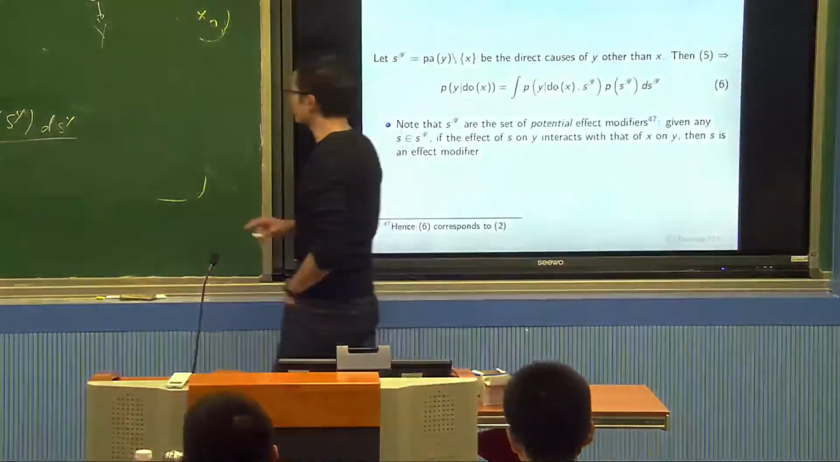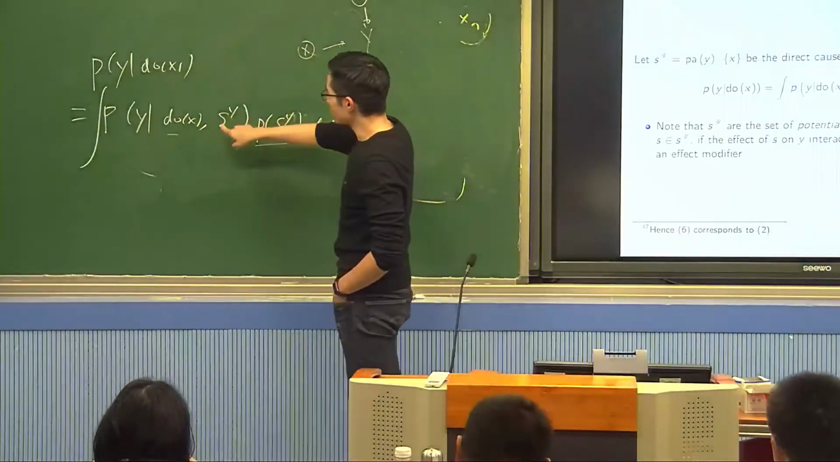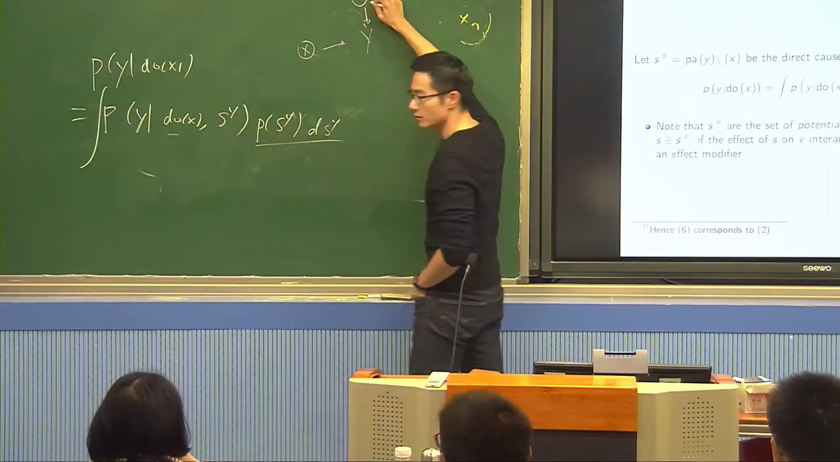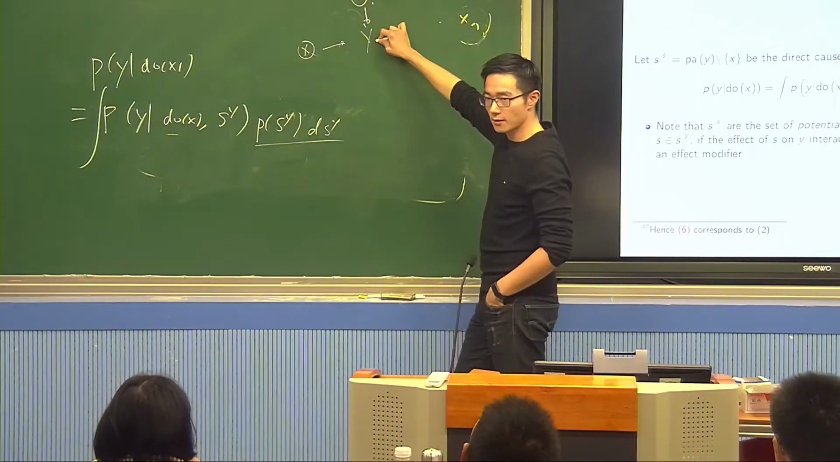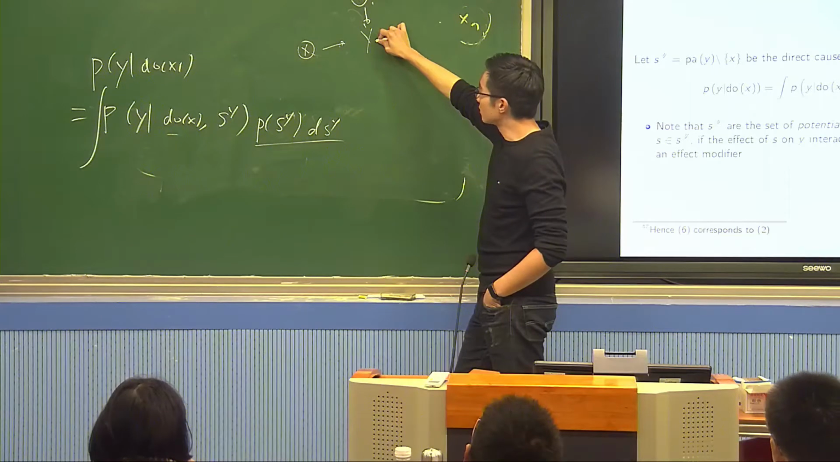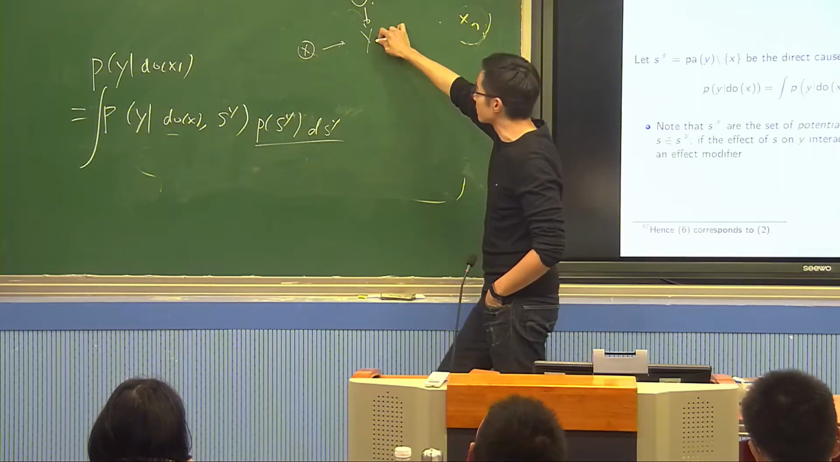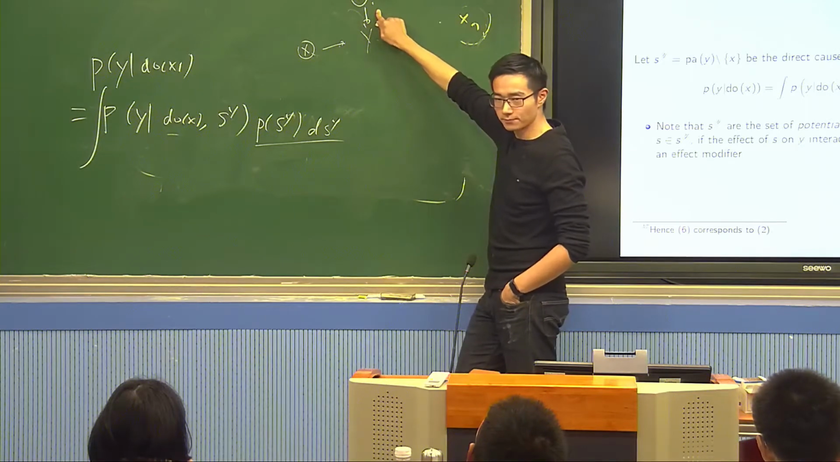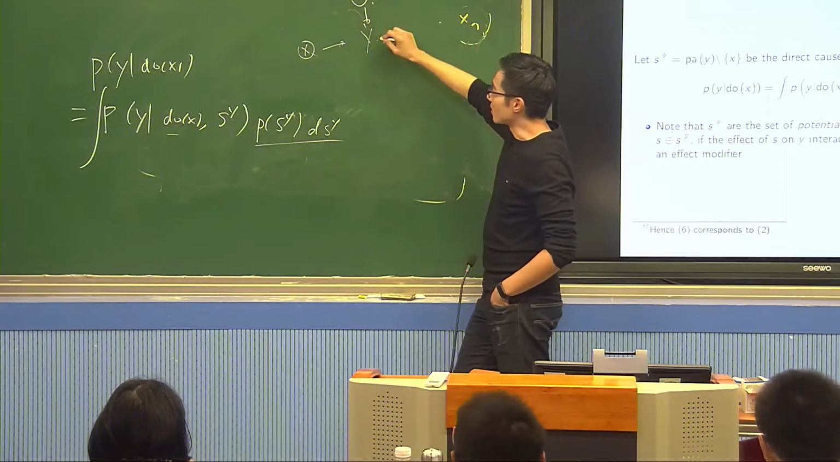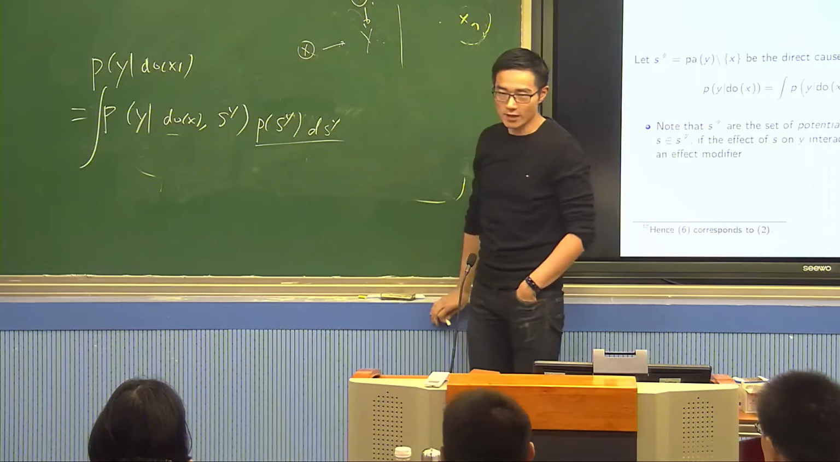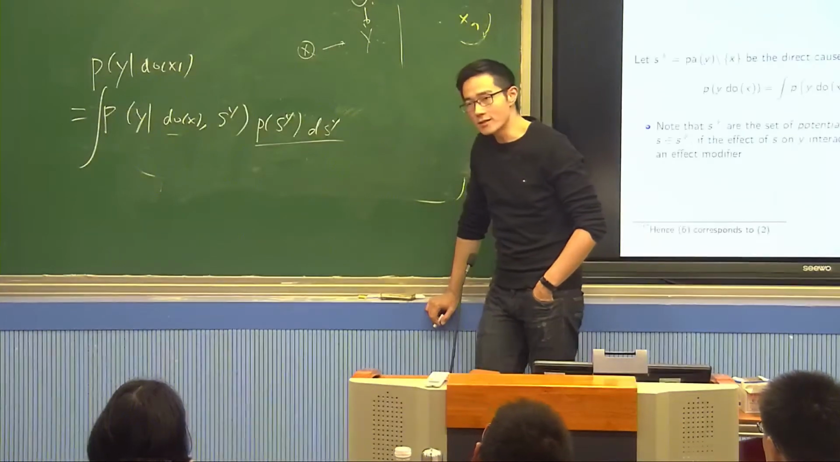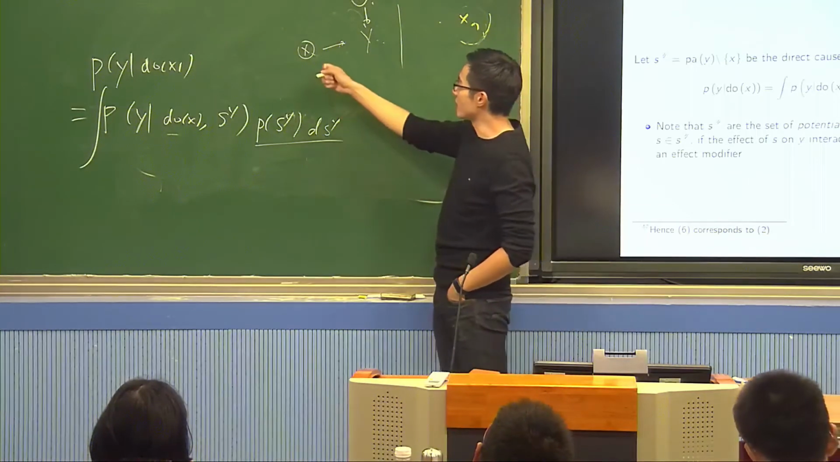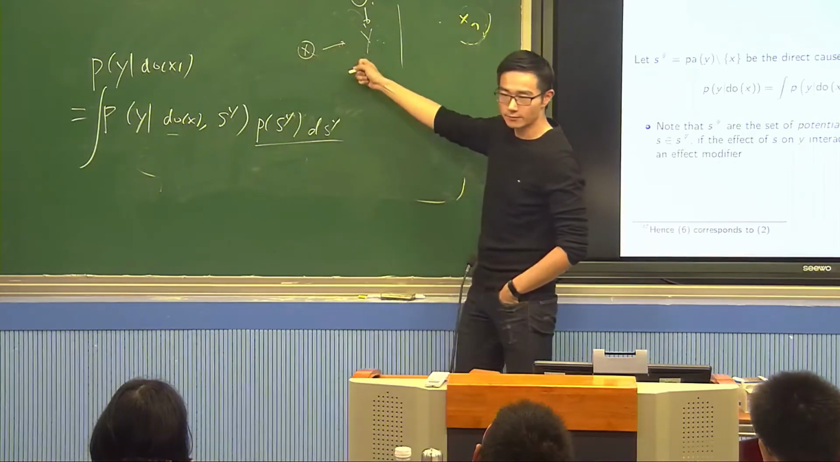However, one thing that I want to say here is this. What is this sy? Sy is any other thing that can cause y. And this sy is actually the set of potential effect modifiers. What do I mean by that? Remember, we talked about effect modifier. An effect modifier is anything that can change the causal effect of x on y.